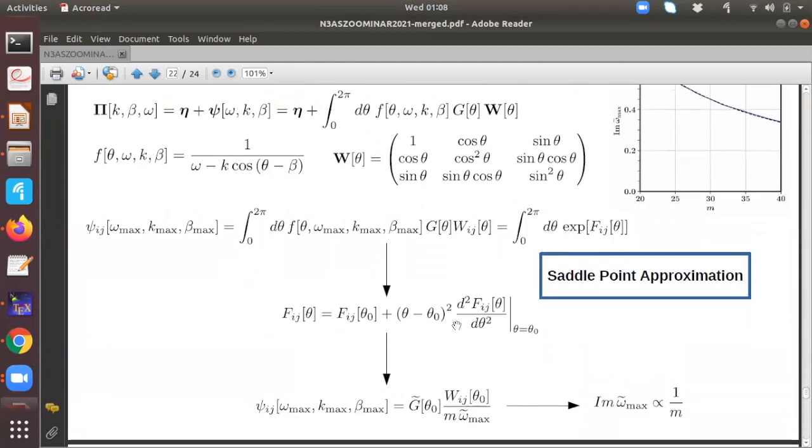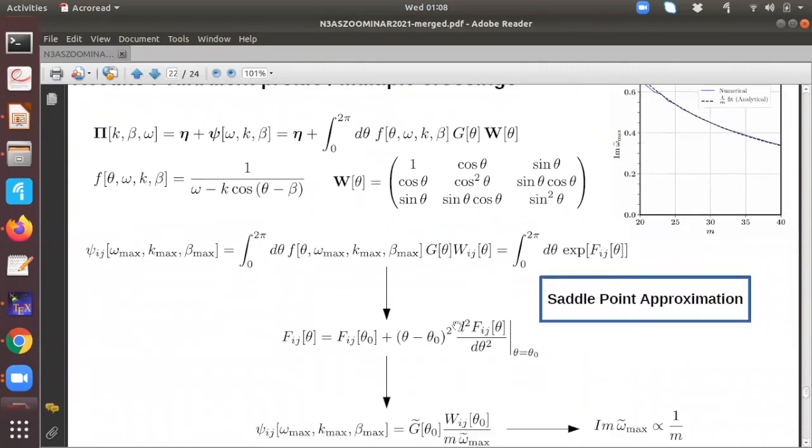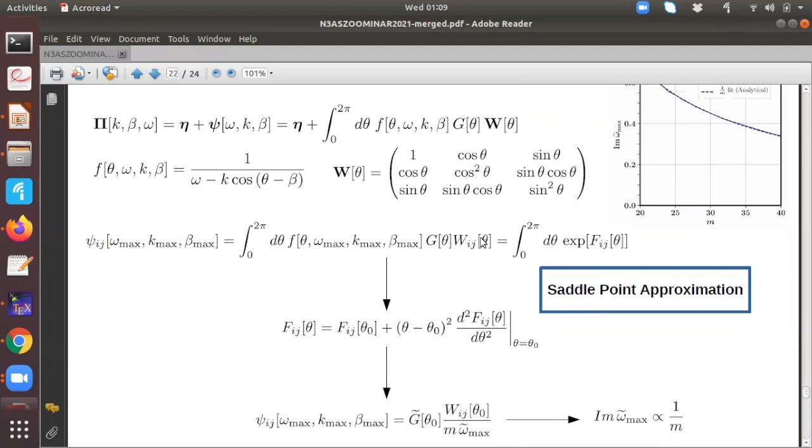Here we have an interesting result which says that the linear growth of such a dense neutrino system has a dependence on the number of crossings in the angular distributions. We show analytically, using the saddle point approximation on the dispersion relation, that the linear growth rate of the system has a dependence on the number of crossings, and typically it varies as 1 over m, where m is the number of crossings.